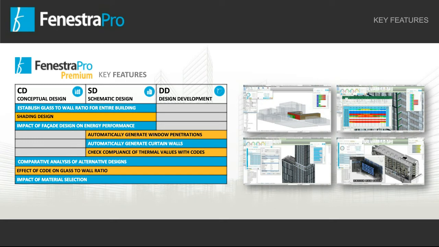Through later stages, we can start getting into the automatic generation of glazing penetrations, whether that be windows or curtain wall systems, and populate that directly to our model based on the performances that we're trying to achieve. We can check compliance throughout, comparatively analyze between different options or different stages of our model development, and look at material selections and the impacts of those on the energy performance of the building.